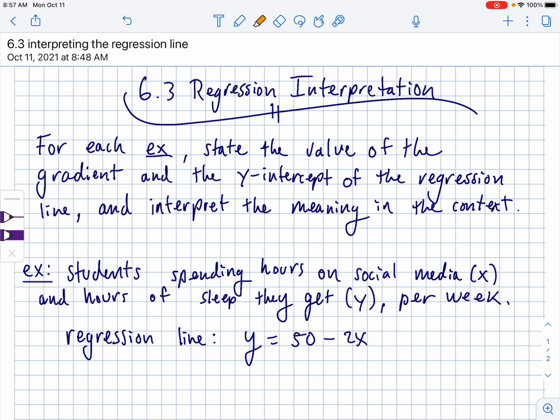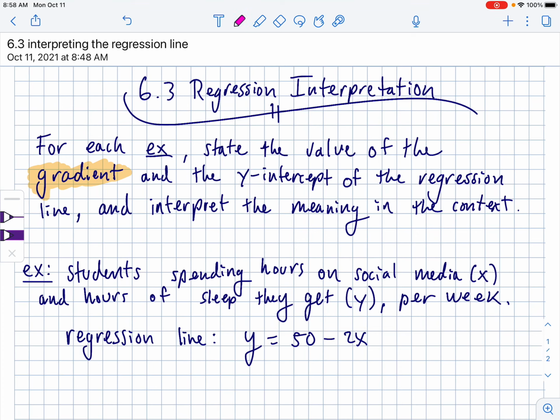IB kids, today we are finishing off Chapter 6. It was kind of a short chapter. It's really just about regression in general, and correlation. Today we're just going to talk about a couple examples of interpreting a regression line. I've showed you how to find a regression line by using lin-reg on your TI calculator, but now we're going to talk about what it would mean in the context of a real-world problem.